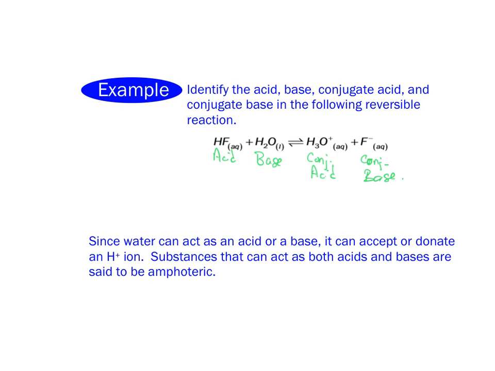Okay? Since water can act either as an acid or a base, it can either accept or donate the hydrogen ion. And just remember from earlier in this unit, when we introduced acids and bases, substances that can act as acids or bases have a special name, and that name is amphoteric. And water is one example of an amphoteric substance.